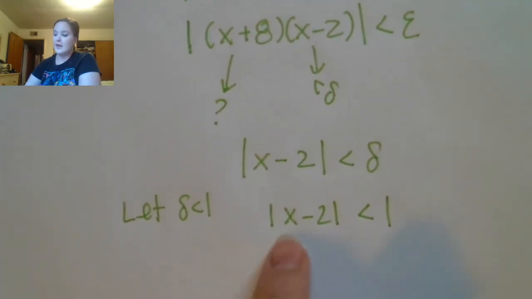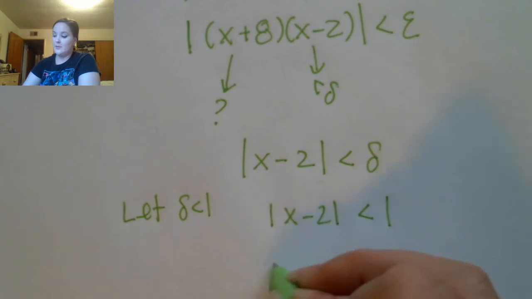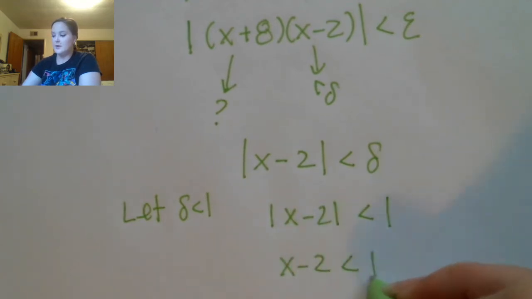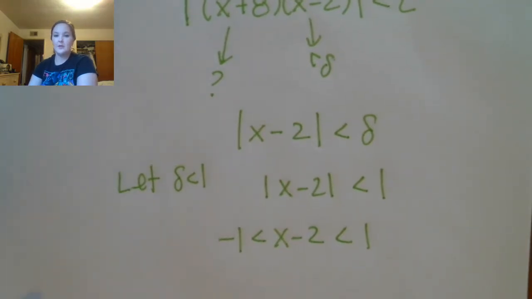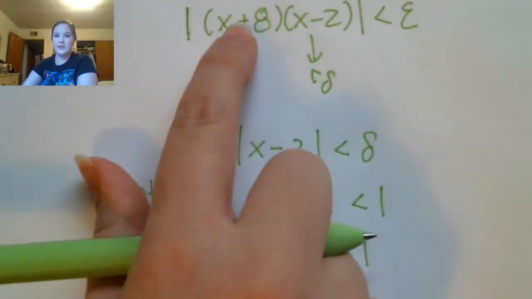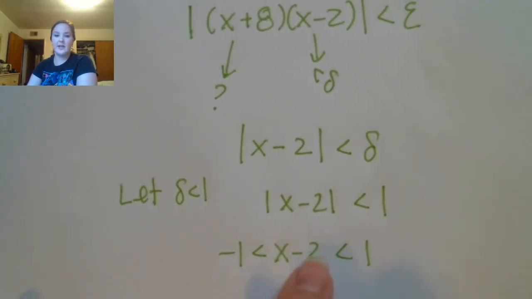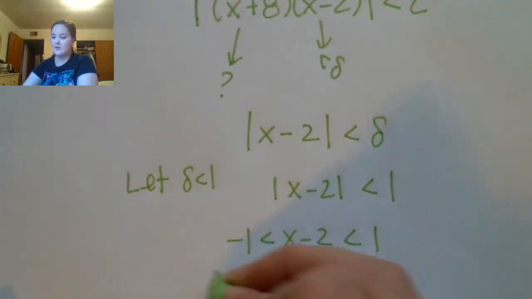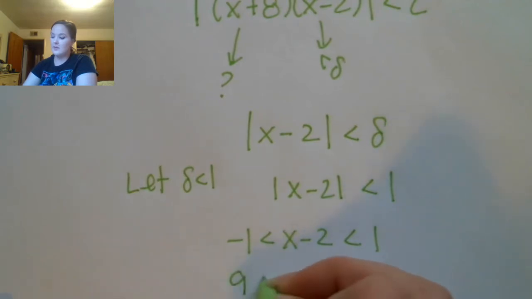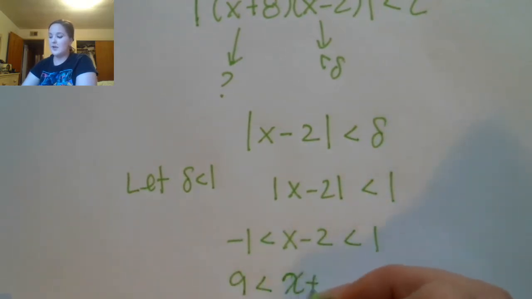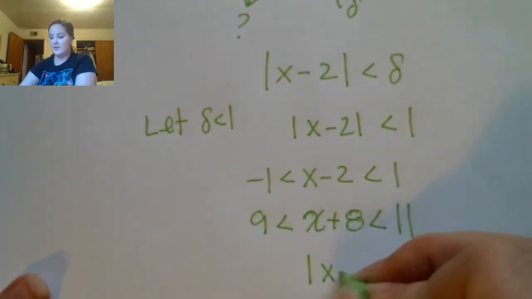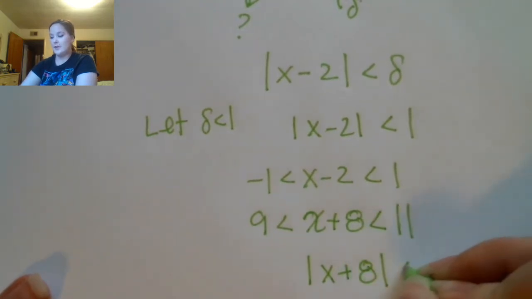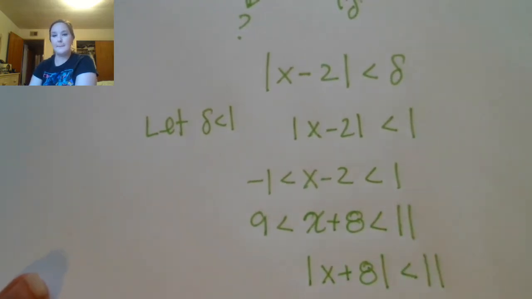Now we're going to break this up. So this is between 1 and negative 1. And now again, we're interested in x plus 8, so if I want this to look like x plus 8, I have to add 10 to all three parts. So this is going to give me 9, x plus 8, like I was hoping for, and then 11. So this tells me that the absolute value of x plus 8 is going to be less than 11.